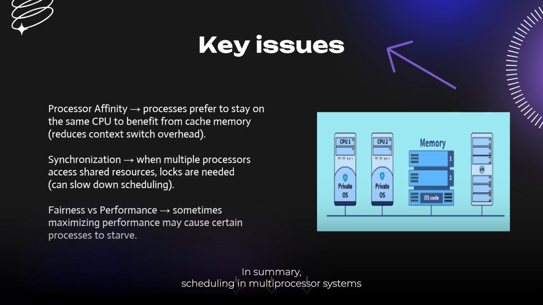In summary, scheduling in multiprocessor systems is all about making smart decisions, balancing workloads, managing threads, meeting deadlines, and handling trade-offs like fairness and synchronization. Understanding these methods and issues helps us design systems that are not only fast but also reliable and predictable.